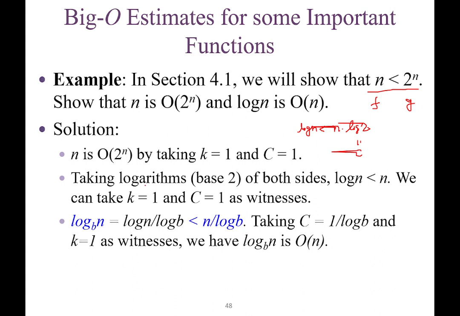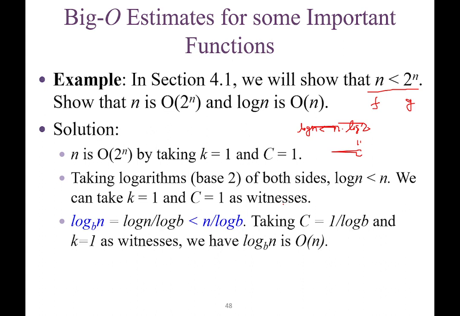If we consider the logarithm with base 2, then we can see this result because log n is n times log 2. Once we take the base as 2, then it will be 1, right? So log n is less than n, when we take k and c equals 1 as the weightness.